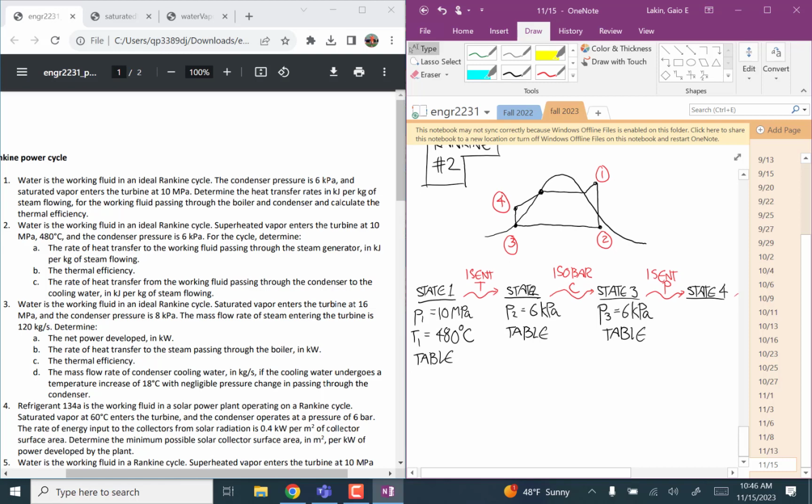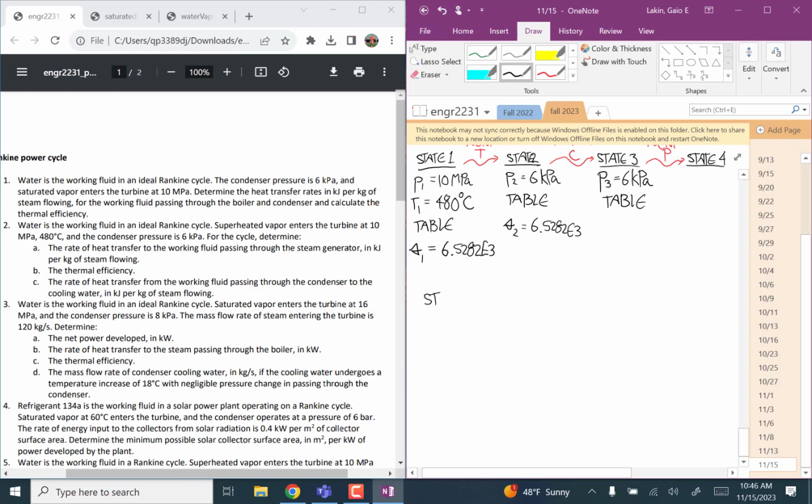Okay, so I guess the first thing we want to do, since we know that 1 and 2 have the same entropy, is use the table to look up the specific entropy at state 1. 6.528 times 10 to the third, right? And that tells us that also S2 is 6.5282 times 10 to the third.